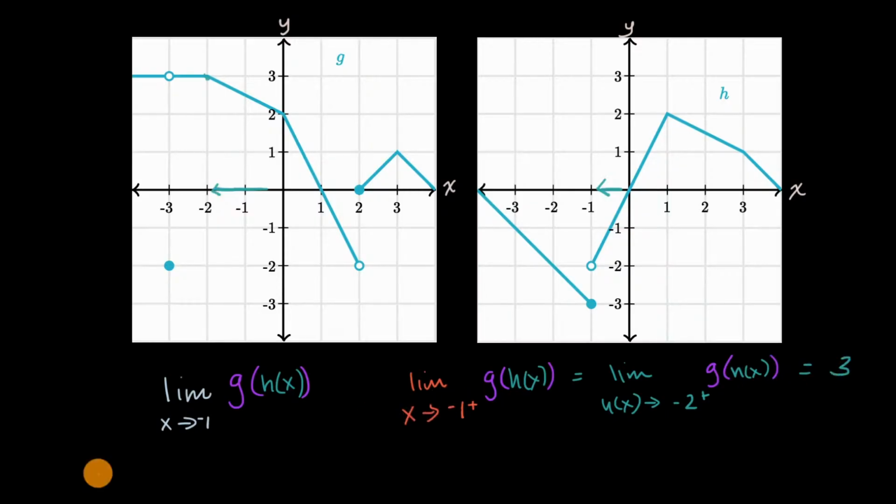Now let's take the limit as x approaches negative 1 from the left of g of h of x. So what we could do is first think about, well, what is h approaching as x approaches negative 1 from the left? So as x approaches negative 1 from the left, it looks like h is approaching negative 3.